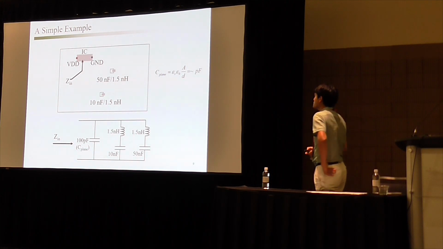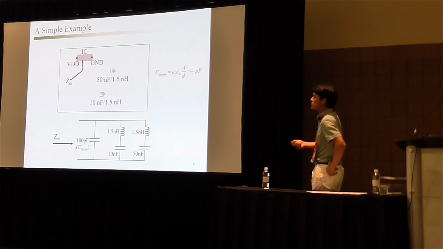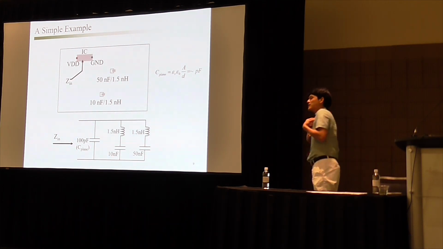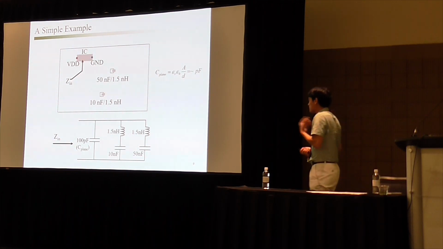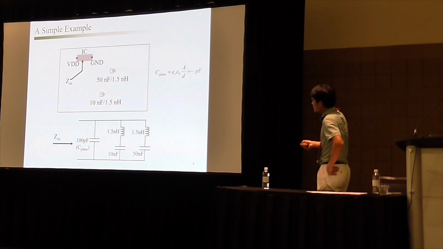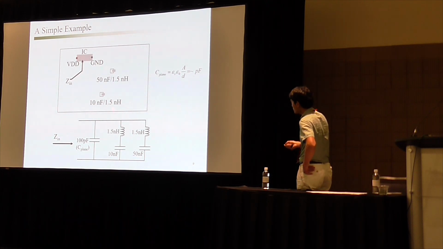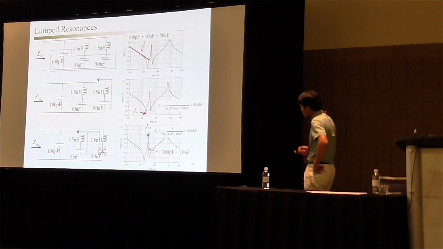So here is a very simple example. We have one IC and 2 decoupling capacitors, and we will talk about the impedance seen by this IC. Assuming we are the IC looking into the PDN, what impedance are we going to see here? For this simple PDN circuit, we have 100 picofarad capacitance from the power ground layer, and then one LC circuit from this decoupling capacitor, and the other LC circuit from this decoupling capacitor.